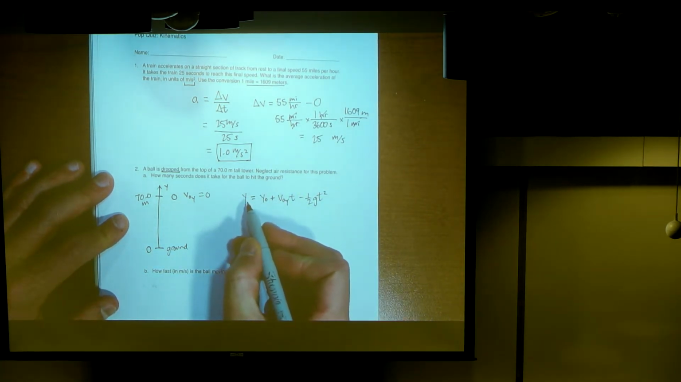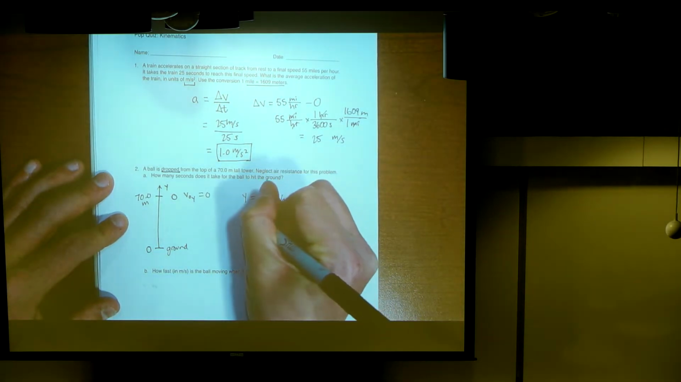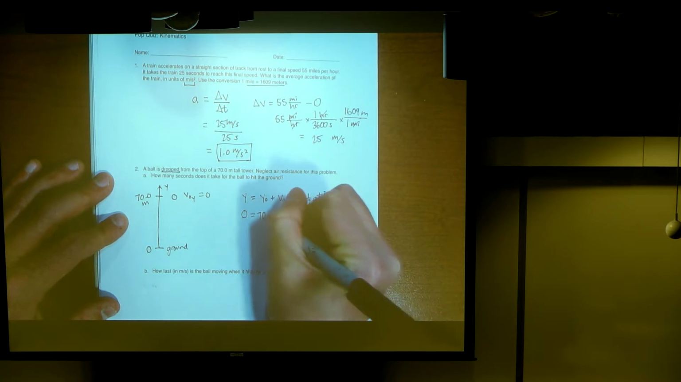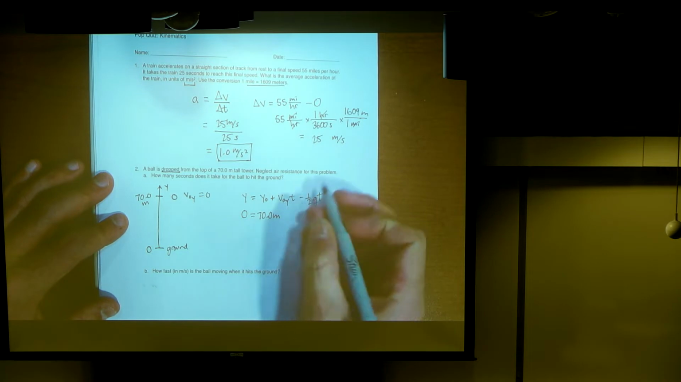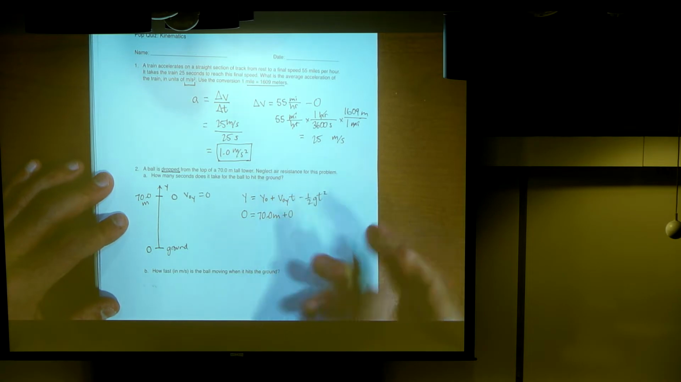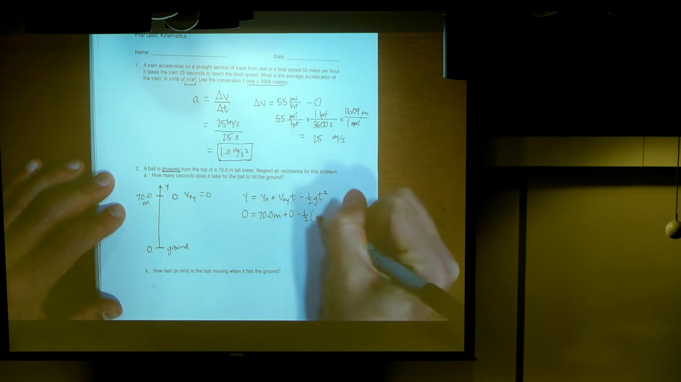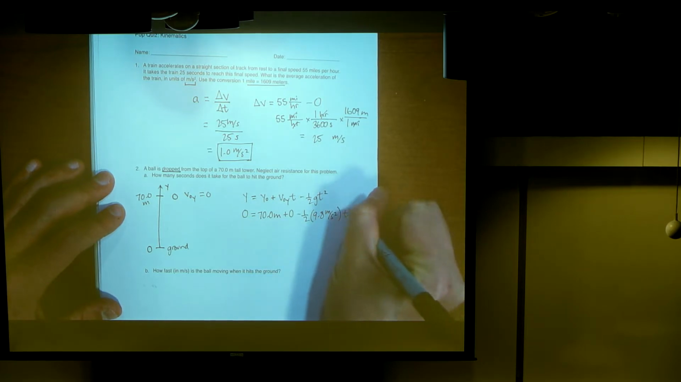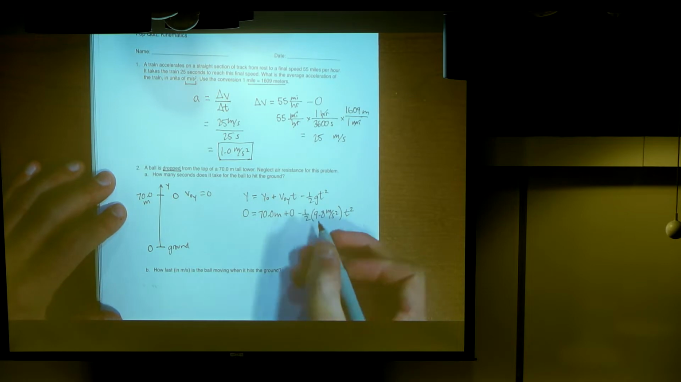Y represents our final position. That's when we hit the ground. That would be 0. Y naught is our initial. That's 70 meters of height. And then, as we said, v naught is going to be 0, so that second term in the equation is 0. And then I have minus 1/2. I'll plug in 9.8 meters per second squared for g. And then I'm just left with a t squared right there. Okay? So that's the time we want to solve for.